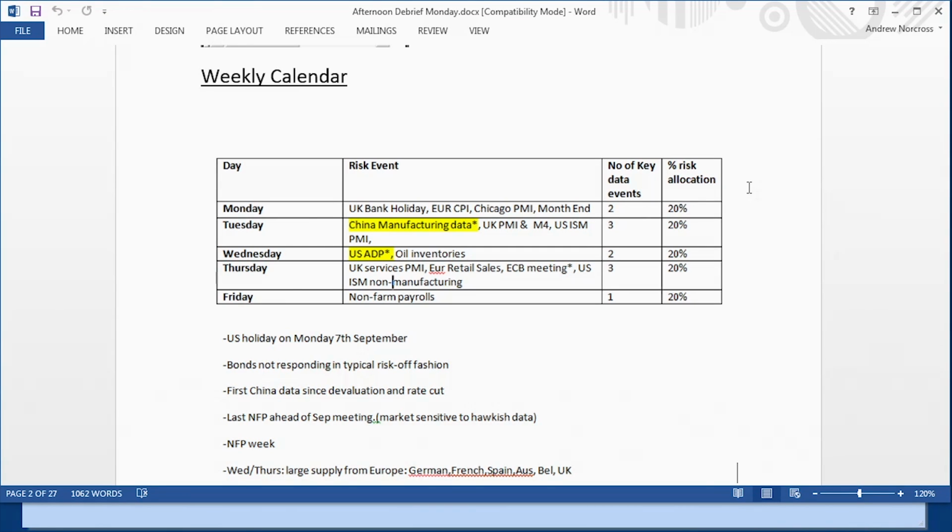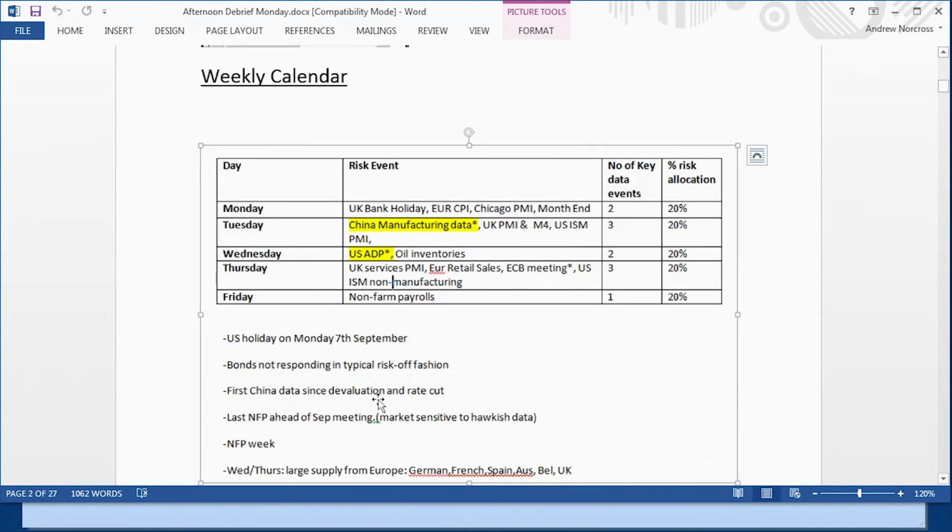It's important to note that because if the non-farm payrolls comes out as expected on Friday, I'm going to do my trade, bank my money, and go home and have a long weekend. So expect Friday afternoon to die out very quickly, particularly if the number is in line with expectations. Factor this into your trade setup for Friday. Again, bonds are not responding in a typical risk-off fashion. We've spoken about that. This was the first week we've had China data since the devaluation and rate cut, so that's why the PMIs were more front and center this morning.